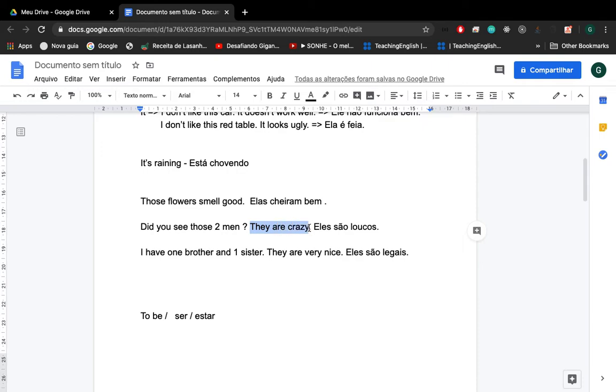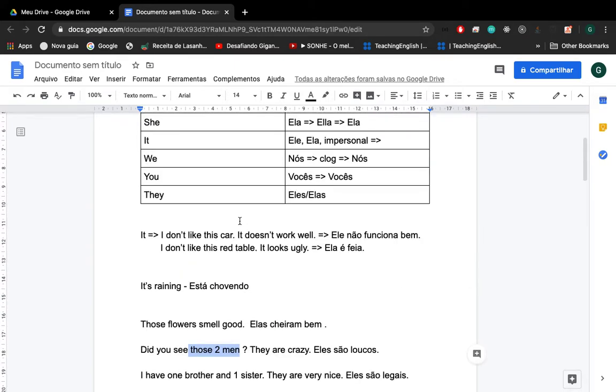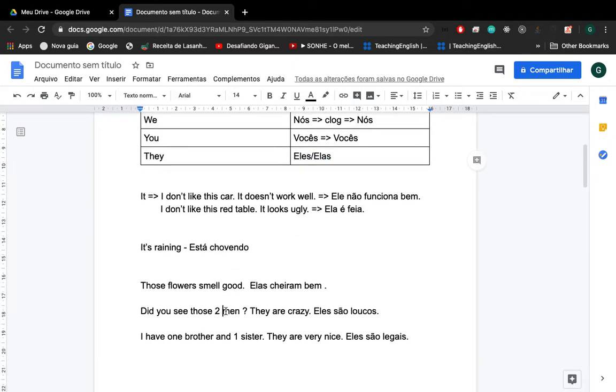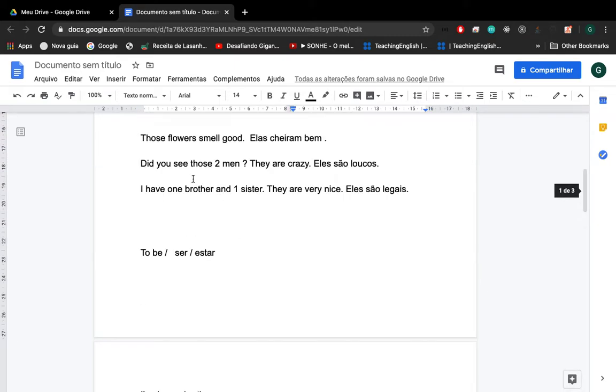They are crazy. Okay. When I say they, it means I'm talking about someone that I already mentioned. That's the concept of pronoun. Okay. And who are these people? Those two men. Now here we have, remember, they can be eles or elas. Okay. So those two men are male. Remember, what do we use for male when we're talking about more than one person? Eles.